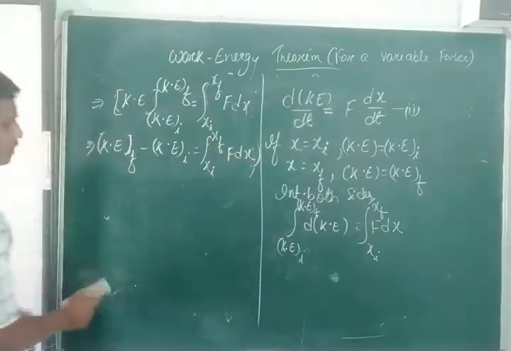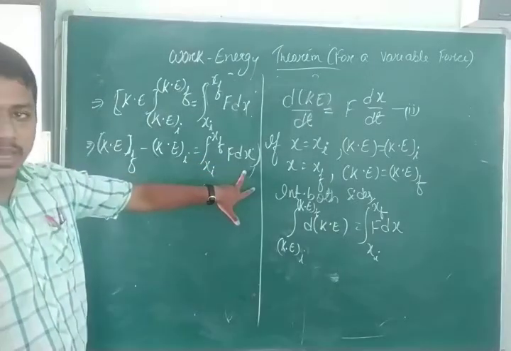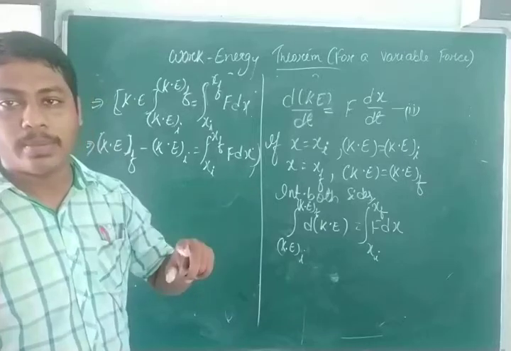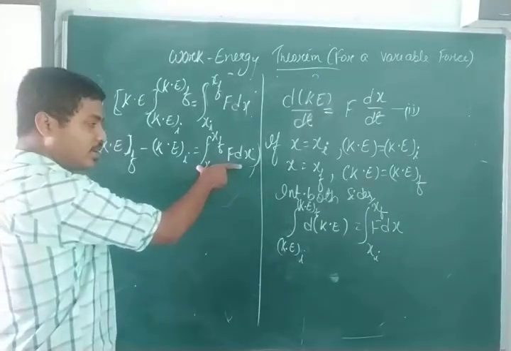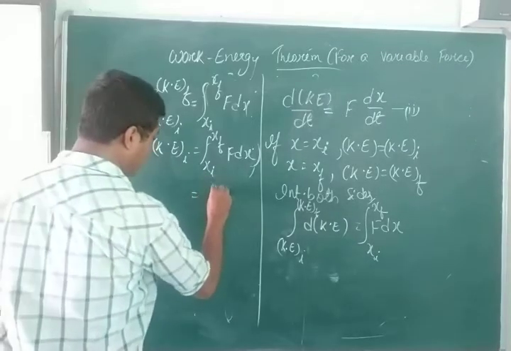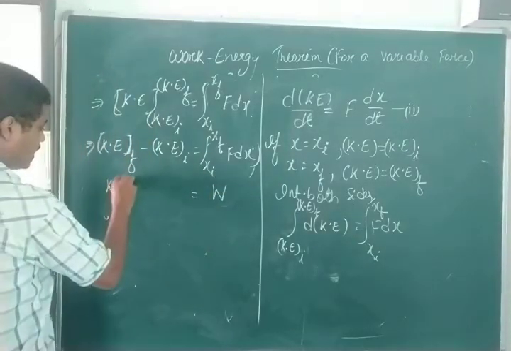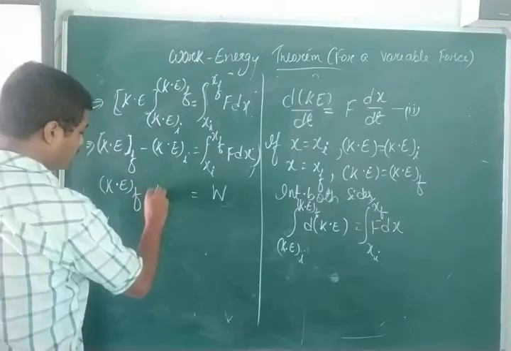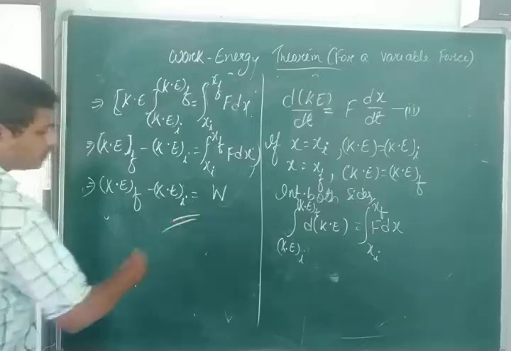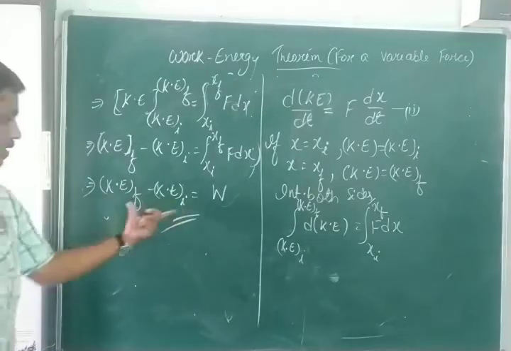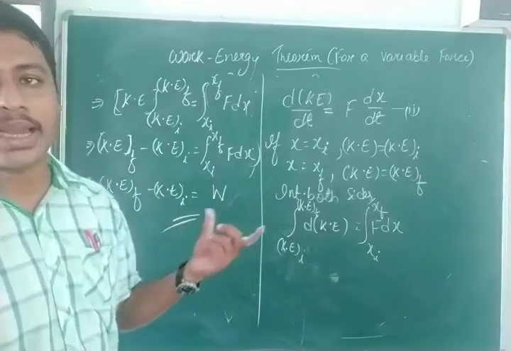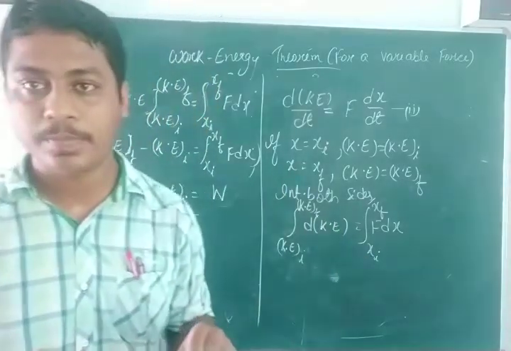Okay, then this integral from xi to xf of F dx. Here you can see I already have the work done by a variable force. So in place of this, which is nothing but the work done by a variable force, I can write W equals kinetic energy final minus kinetic energy initial. So you can see the expression I have got: work done is equal to the change in kinetic energy. So this is the formula for work done by a variable force.